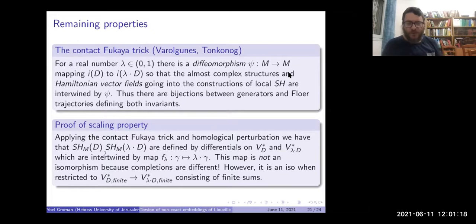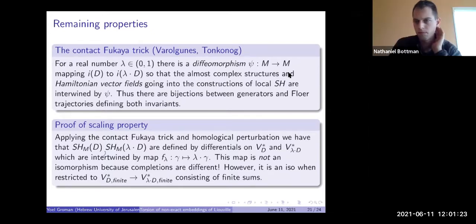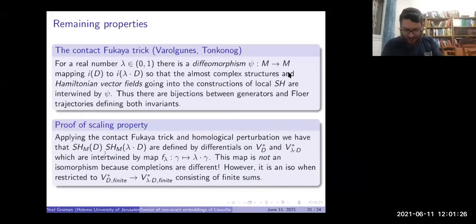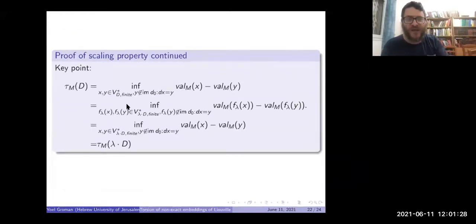If you want to tell what this value of tau is, you take an infimum over certain things. Let me just put it down there. It's an infimum over certain witnesses, and there's a bijection between the witnesses, which is one of the reasons why you need this homological perturbation scheme. The witnesses which give you this value come from the finite part. You have a bijection, and then it's about putting relative values on relative classes.